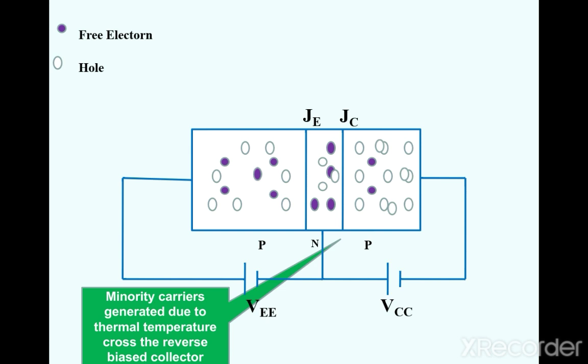Here we are connecting the base and collector terminals in reverse bias. Here N is connected to the positive terminal of the battery, and the collector P is connected to the negative terminal of the battery. So we connect these two in reverse bias mode, and in this only minority current will exist. Minority carriers generated due to thermal temperature cross the reverse biased collector, like this.